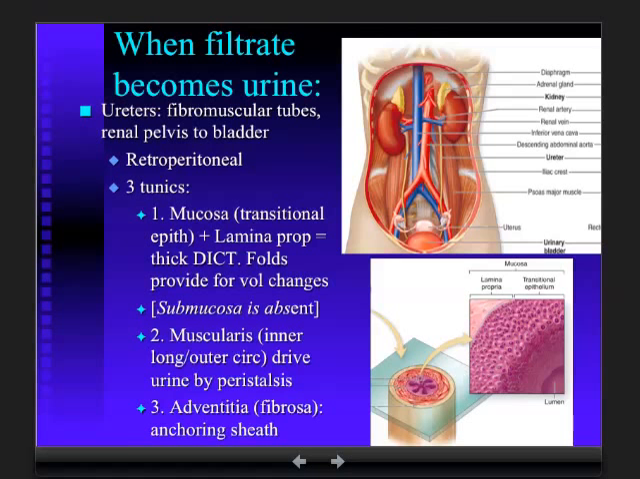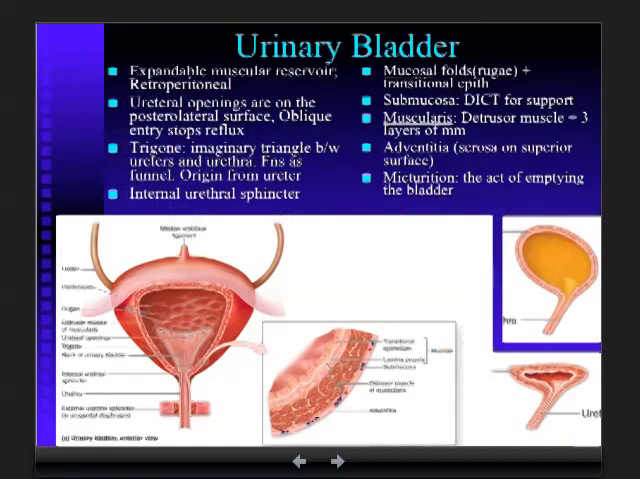All right, and this is going to drive the urine down into the bladder by peristalsis, which is what my comment was of a moment ago. It isn't gravity flow. It's driving it down by peristalsis. And then finally, because it's retroperitoneal, you don't have a serosa. Instead, you have, again, an adventitia.